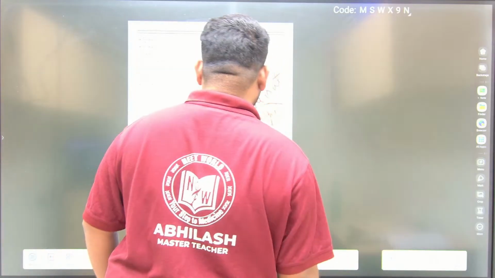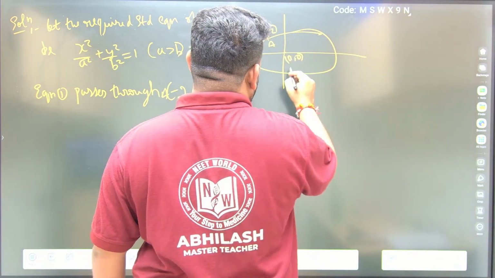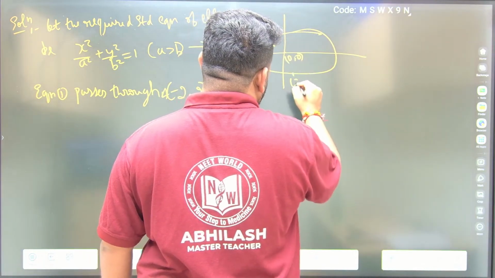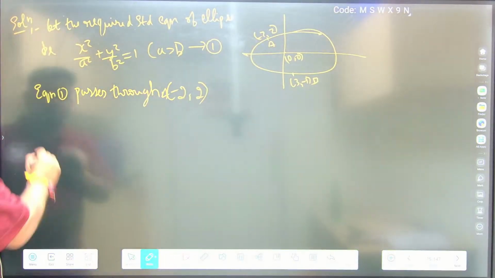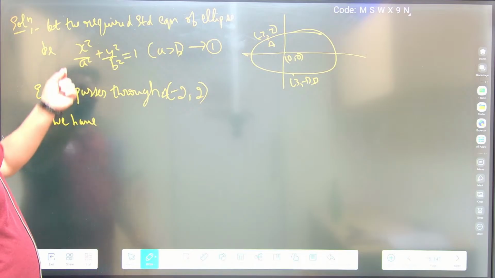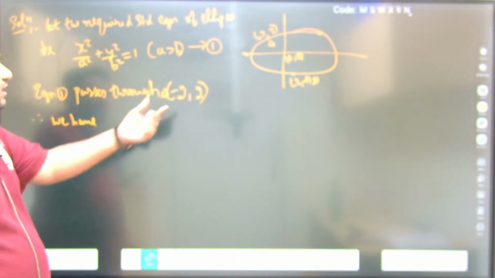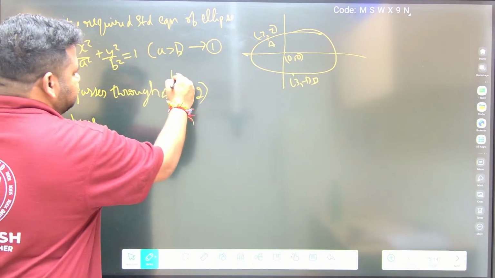Another point is 3 comma minus 1, let it be like this, roughly I am writing, let this be 3. So the curve passes through A, minus 2 comma 2. Therefore, wherever we have x and y, we have to put minus 2 and plus 2 for x and y.